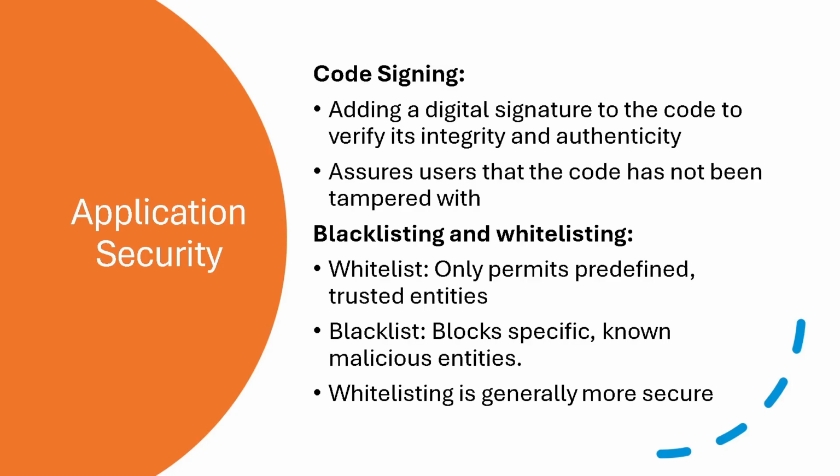Blacklisting and whitelisting. Whitelisting is the process of only permitting predefined and trusted entities, while blacklisting is the process of blocking specific known malicious entities. Out of the two, whitelisting is generally more secure but more limited than blacklisting.